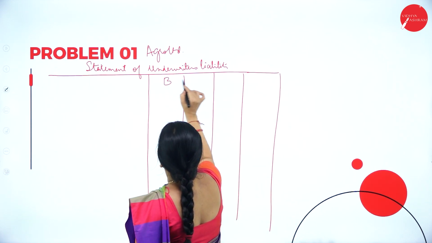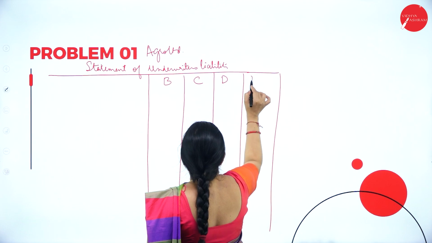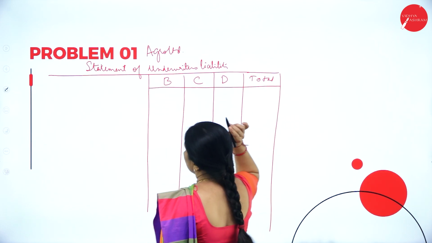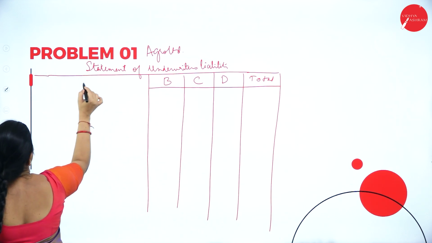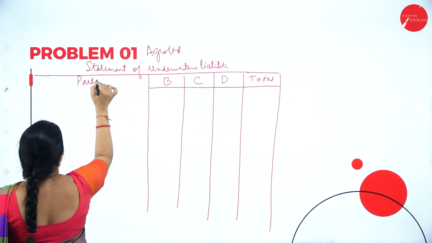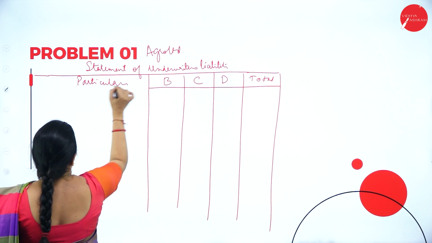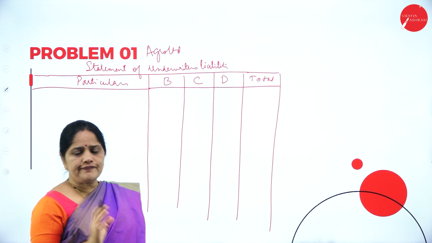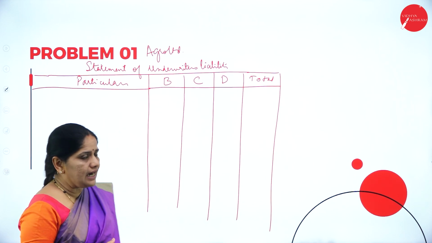So, B, C, D total. This is the format we have here, and these are the particulars. Okay. Now, the first entry will always be the gross liability of the underwriters.